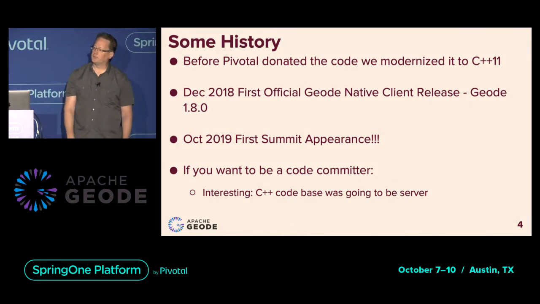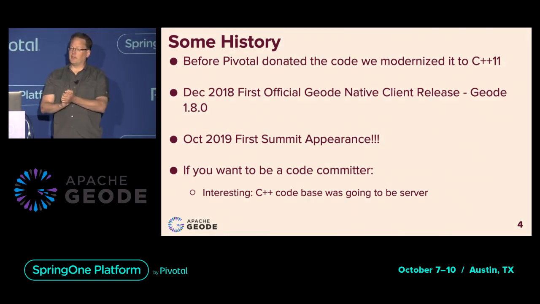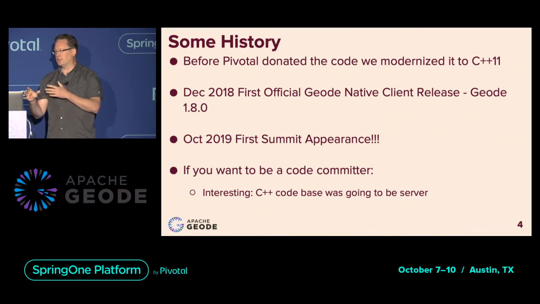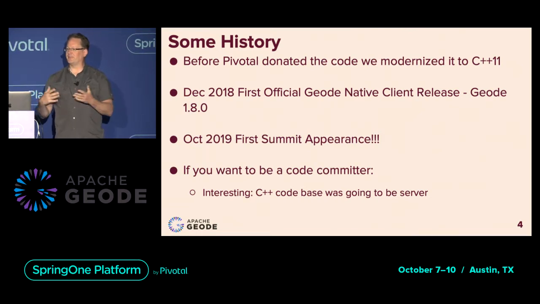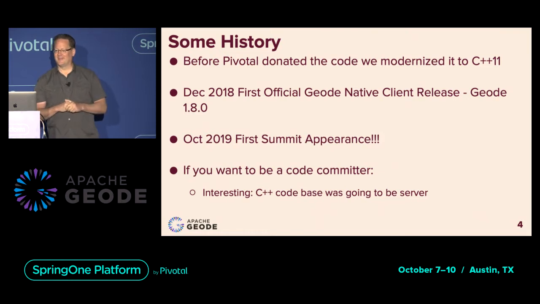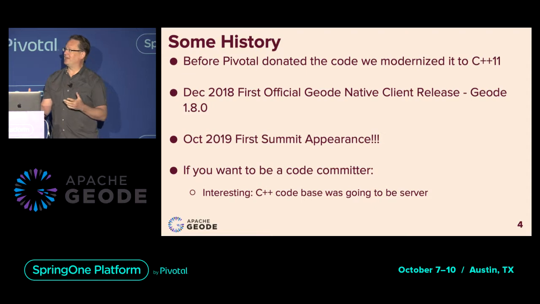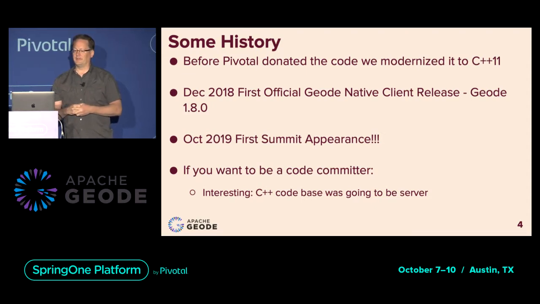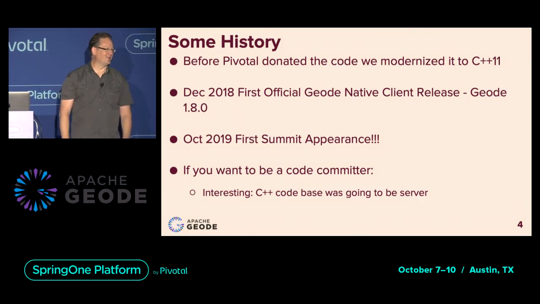All right, so before we donated the code to the open source, we did update it to be C++ 11, right? So a little bit of modernization going on there. It was a little bit older code base, so we didn't have smart pointers, so definitely got it nice and pretty for you. The first time that we did a release was in 2018 in December. So this is actually our first appearance at a Geode Summit where we actually have an official release that you can go download.